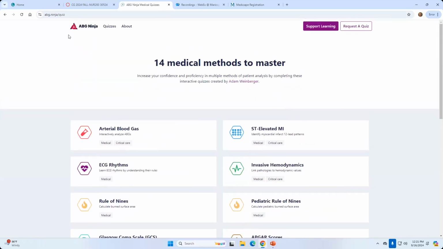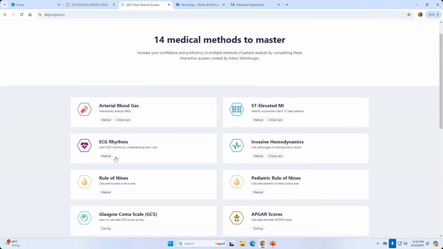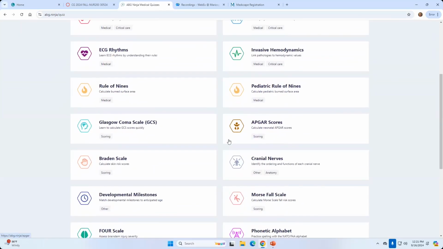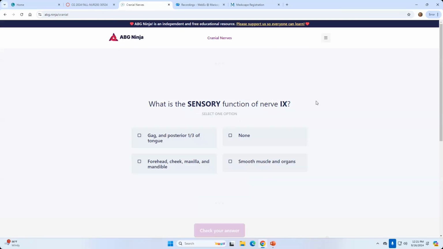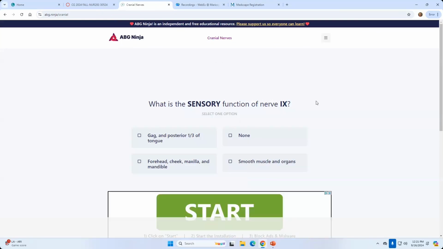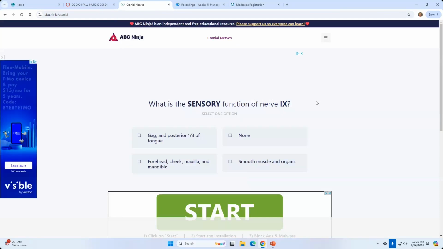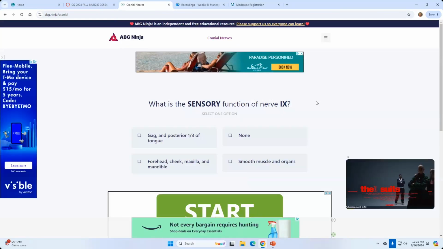If you go out to the front of ABG Ninja, you have rhythms, you have all this stuff, but let's go to cranial nerves. So you can look at the cranial nerves and it will go through, mine will always say the number as well as the Roman numeral.